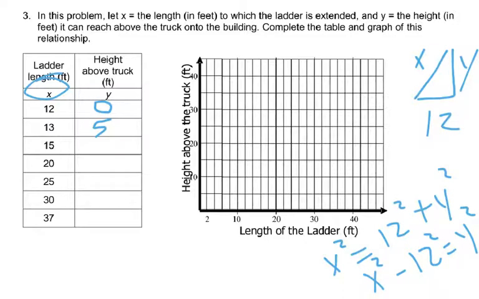15 squared minus 12 squared is 81. Square root of 81 is 9. And you would just continue. 20 squared minus 12 squared, take the square root of that, you get 16. 25 squared minus 12 squared, take the square root of that, you get a decimal, that's going to be okay, 21.9. 30 squared minus 12 squared, take the square root of that, 27.5. And 37 squared minus 12 squared, take the square root of that, 35. So now you need to go over there and plot these points.